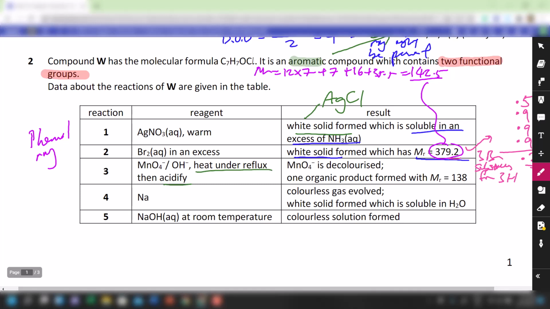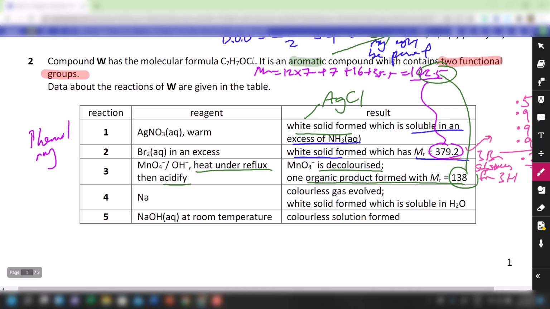Moving on to reaction 3, we are given alkaline KMnO4, heat under reflux and then acidify, and you notice that the MnO4 minus decolorizes. One organic compound is formed with relative molecular mass of 138. Since it goes from something point 5 to a whole number, you can guess that the chlorine is gone. And you could also guess that the chlorine is perhaps part of your alkyl side chain, which undergoes side chain oxidation.